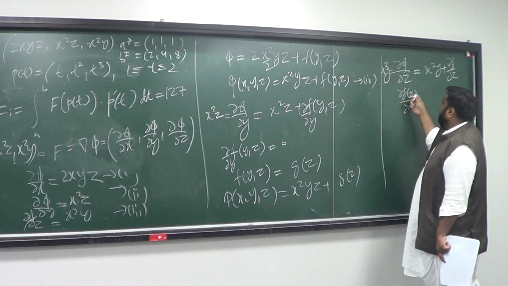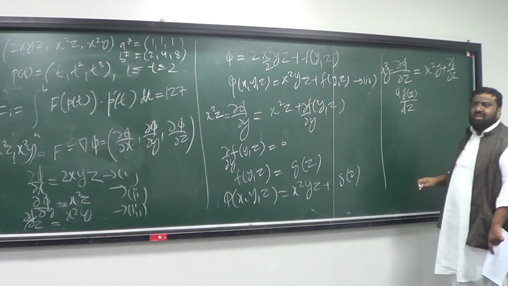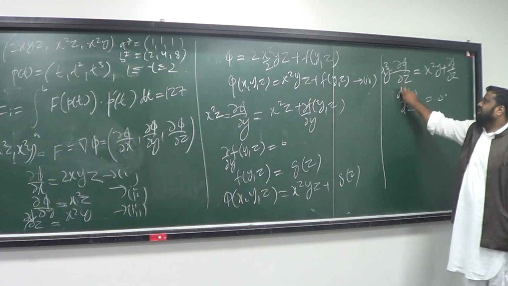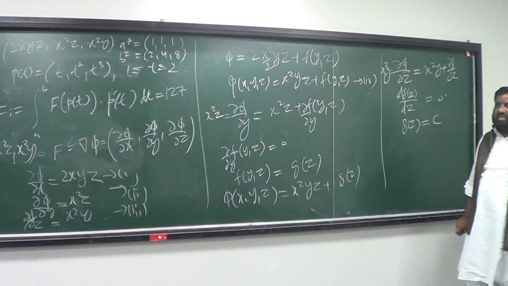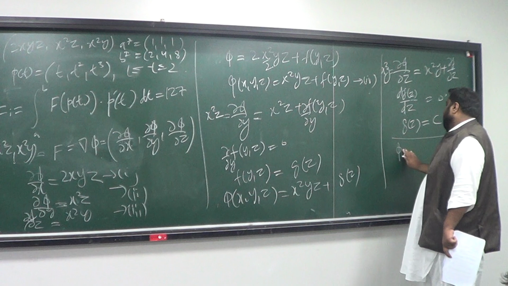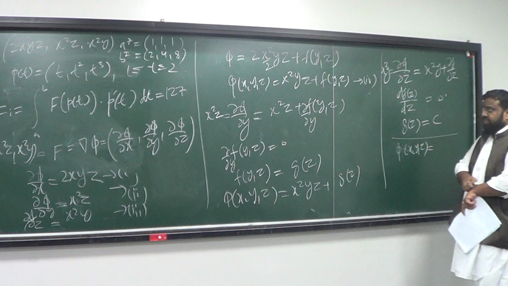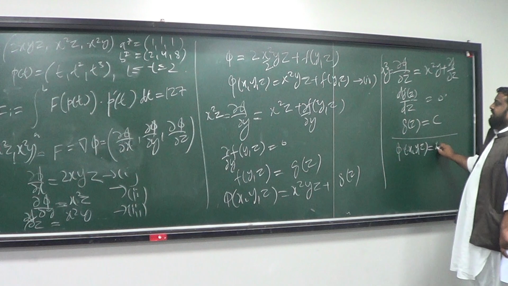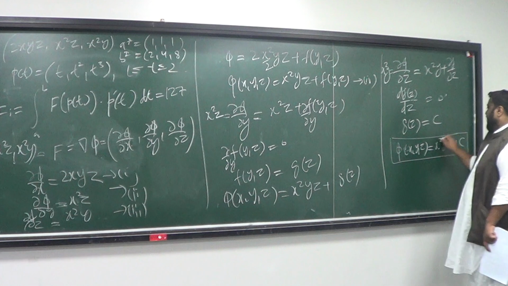But since f is a function of z, you can even call it a total derivative actually. And this is equal to 0. Okay, and what does this mean? So g of z is purely a constant. Hence the updated version of phi is: phi of x, y, z is equal to x squared yz plus some constant. So this is the potential, and you can quickly verify it.